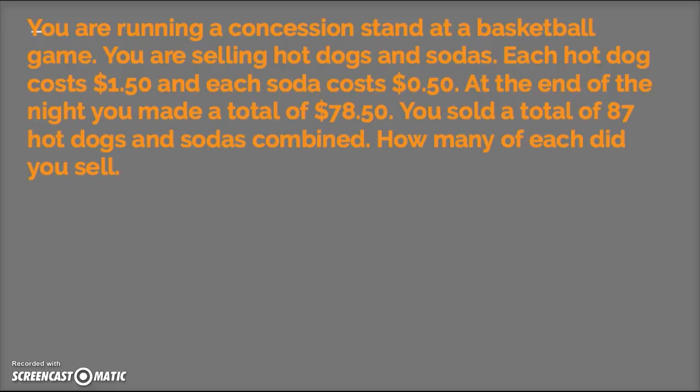It says, you are running a concession stand at a basketball game. You're selling hot dogs and sodas. Each hot dog costs $1.50 and each soda costs 50 cents. At the end of the night, you made a total of $78.50. You sold a total of 87 hot dogs and sodas combined. How many of each did you sell?